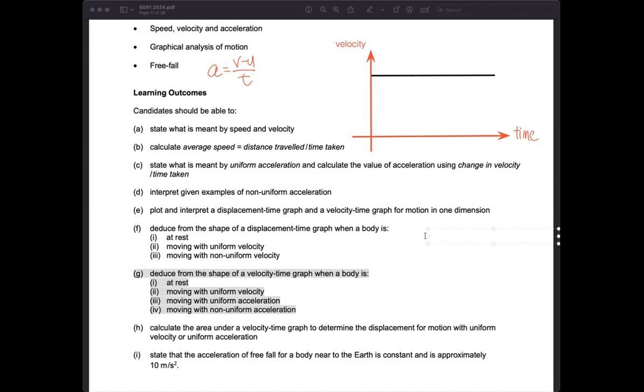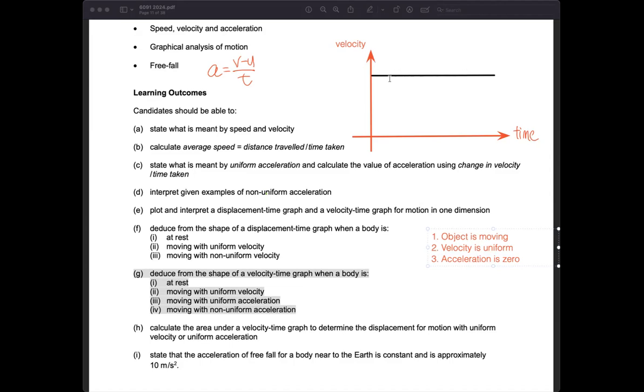Can you say that? So number one, you must say that the object is moving. Why? Because the velocity is uniform or constant. There is a velocity value and it's uniform. And since it's uniform, can you also conclude that the acceleration is zero? Because the gradient is zero, so the acceleration is zero.